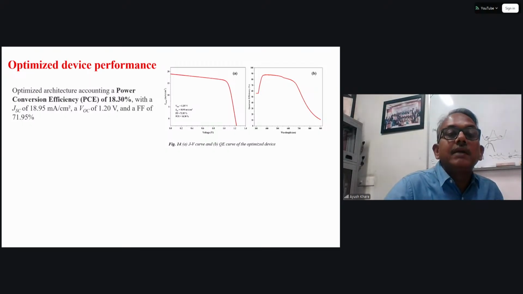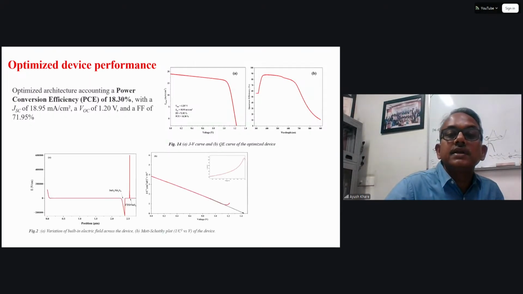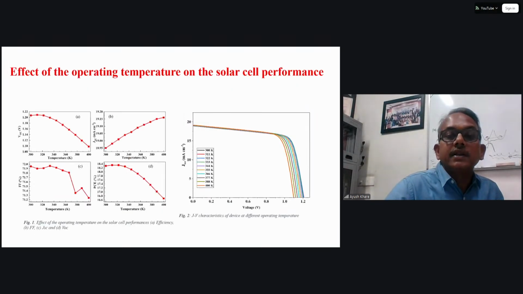Theoretically we have witnessed an efficiency of around 18.3% with a JSC of 18.95, VOC of 1.20 volt, and fill factor of 71.95. These are other parameters. Temperature also plays an important role in that.